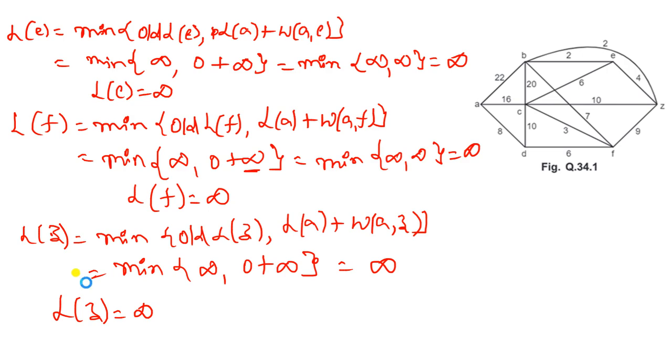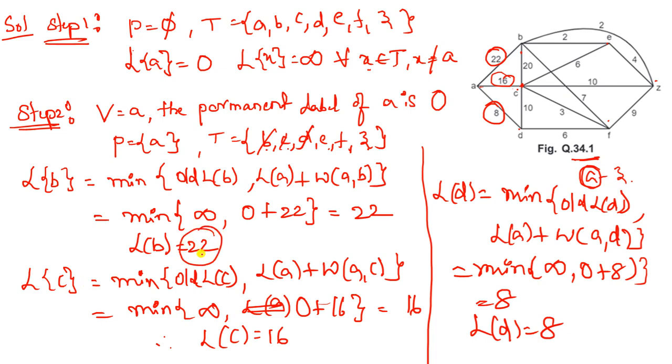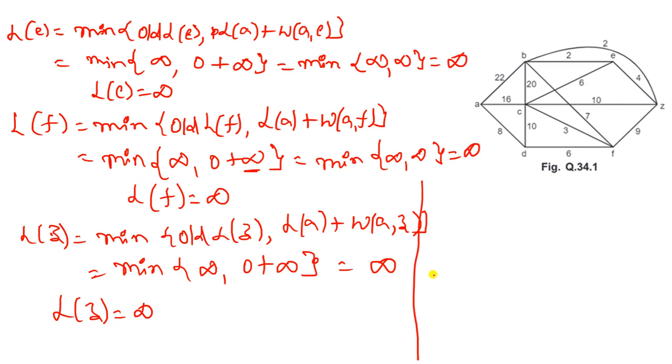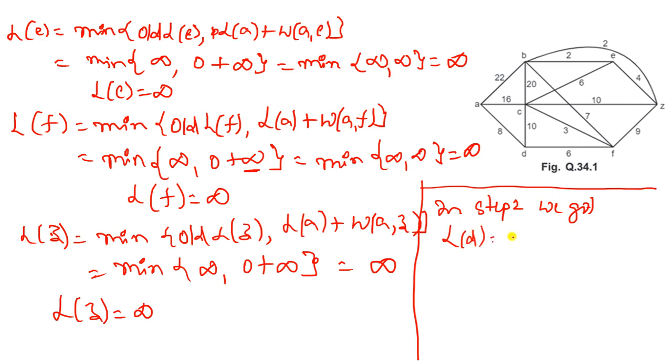Now check what is the minimum label here. So we got here 22, we got here 16, we got here 8. So what is the minimum label? So in step 2 we got L of D is equal to what? 8. Because L of B is 22, L of C is 16, L of D is 8. So we have to choose length of D, which is the minimum label. Okay, L of D is the minimum label. So this is step 2.